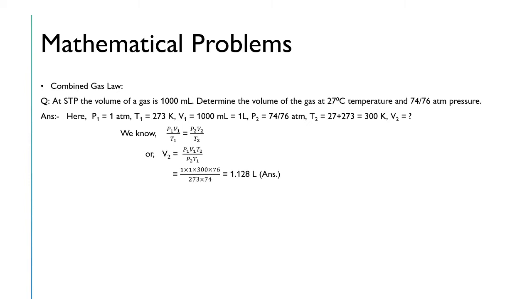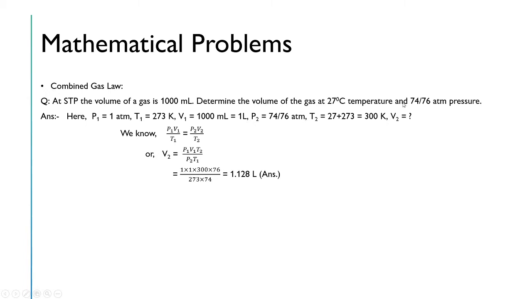And here we can see that, first of all, at STP, that is a standard temperature and pressure, the volume of a gas is 1000 milliliter, and we have to determine the volume of the gas at 27 degrees centigrade temperature and this amount of pressure. So this one is pretty much easier too.